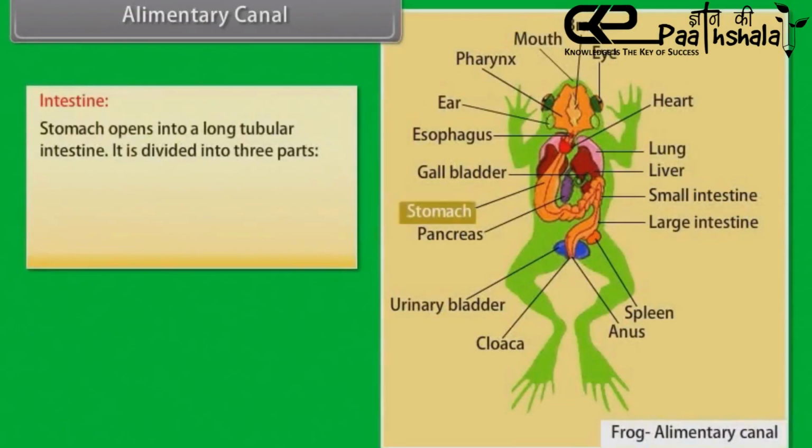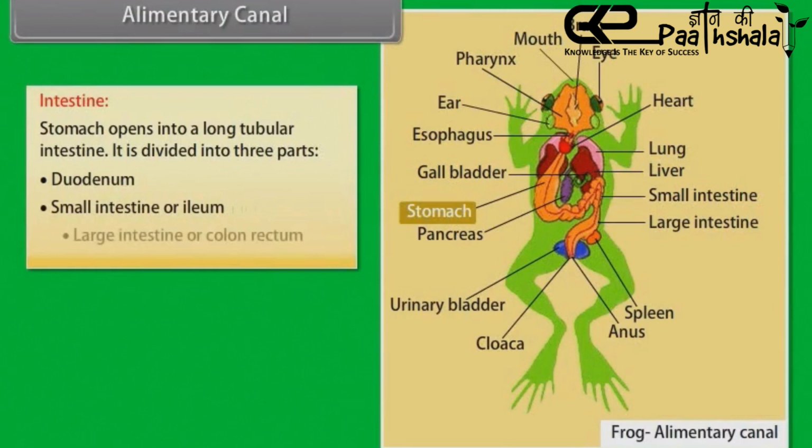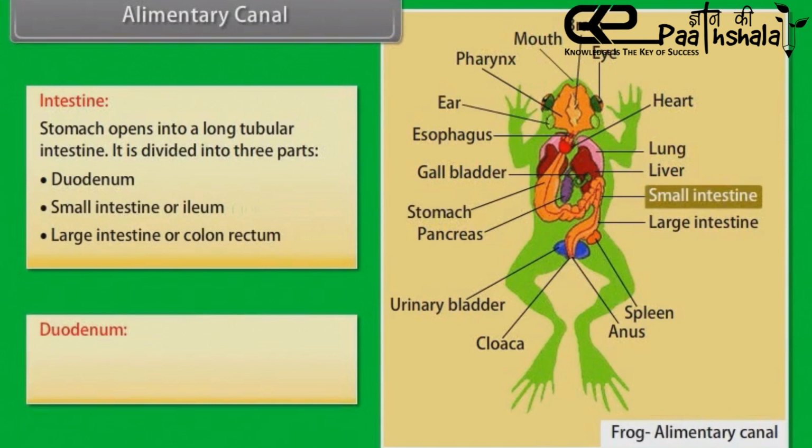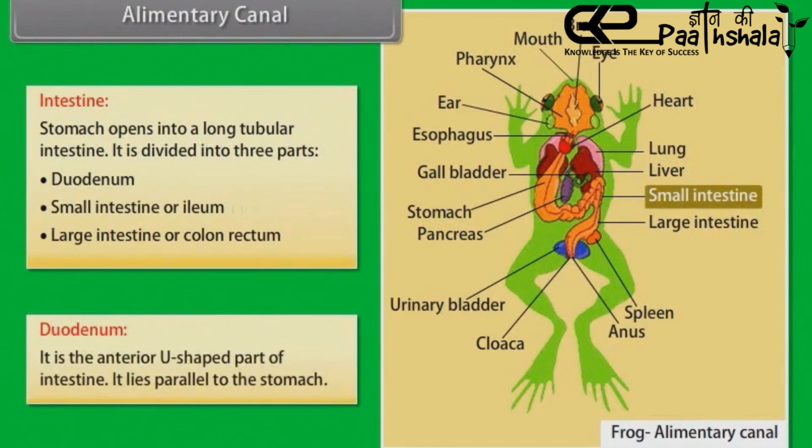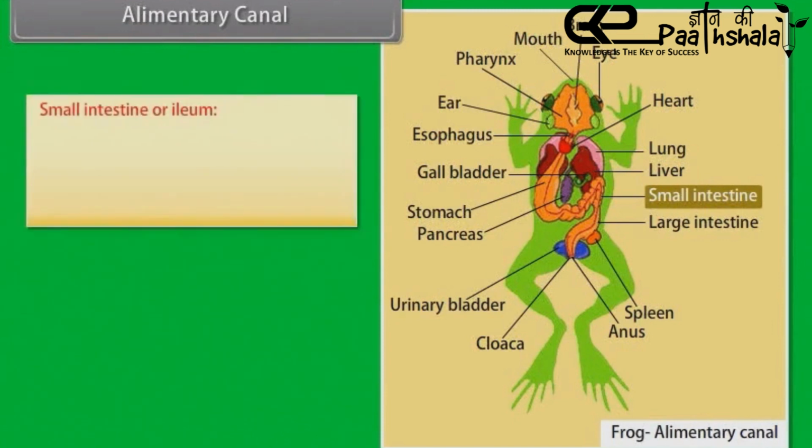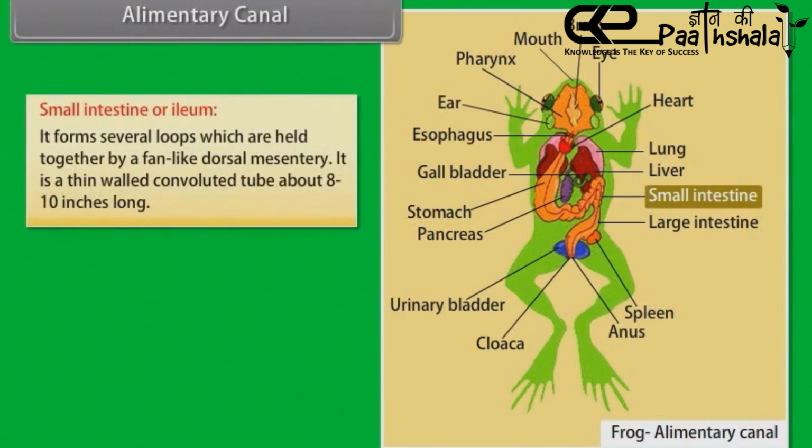Intestine. Stomach opens into a long tubular intestine. It is divided into 3 parts: duodenum, small intestine or ileum, and large intestine or colon rectum. Duodenum. It is the anterior U-shaped part of the intestine. It lies parallel to the stomach. Small intestine or ileum. It forms several loops which are held together by a fan-like dorsal mesentery. It is a thin-walled, convoluted tube about 8 to 10 inches long.